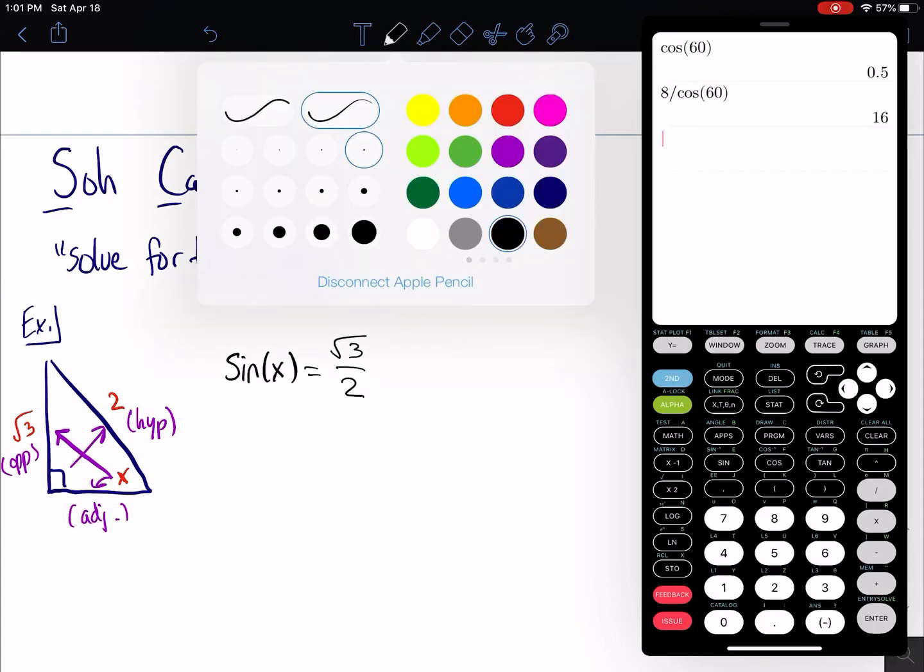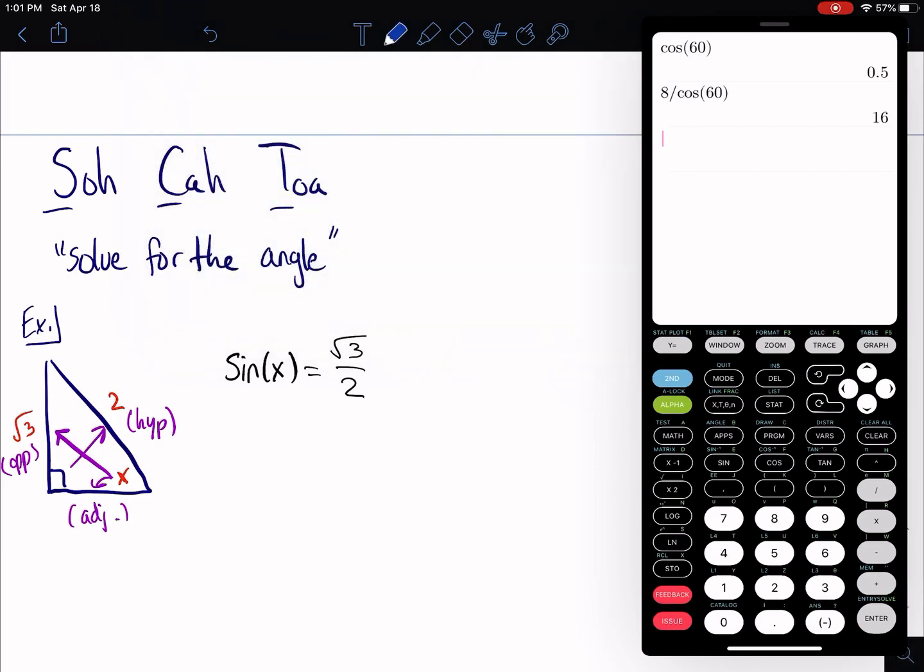Okay, so what we're going to be doing here is we're going to use arc sine. And arc sine is an inverse function. So what's actually happening here is we're taking the inverse of the inverse. What's really happening is we're doing the arc sine of both sides. We're doing the arc sine of the sine of X we already have, and then we're doing the arc sine of radical 3 over 2.